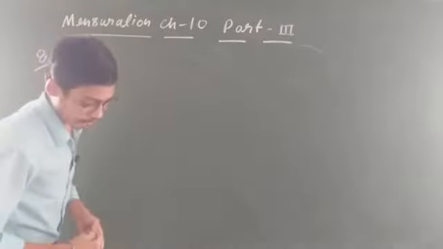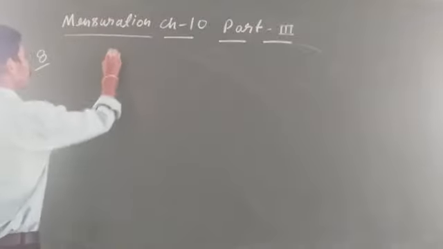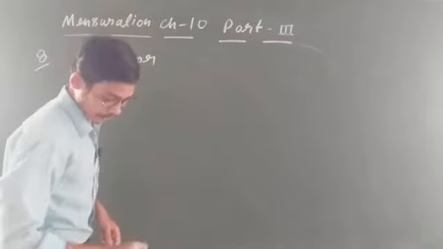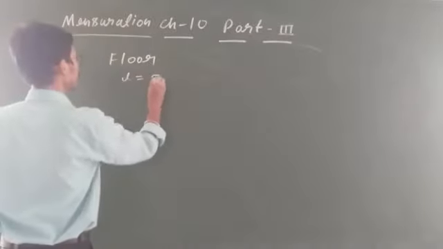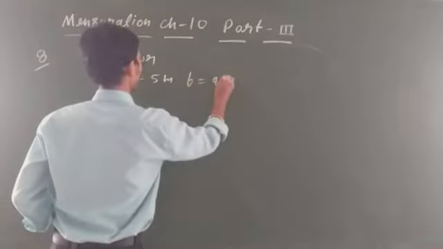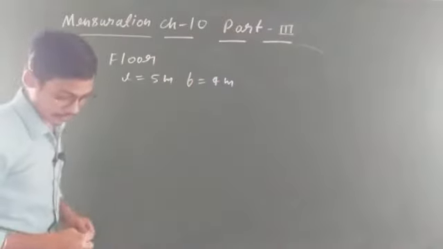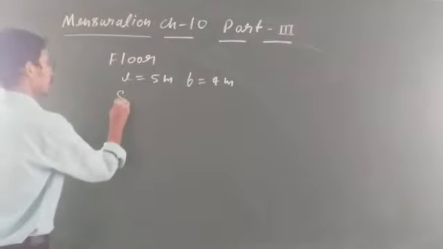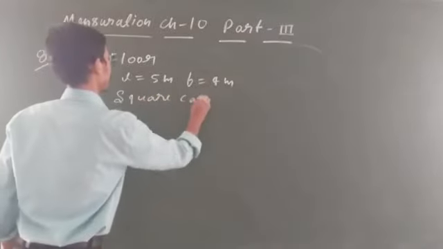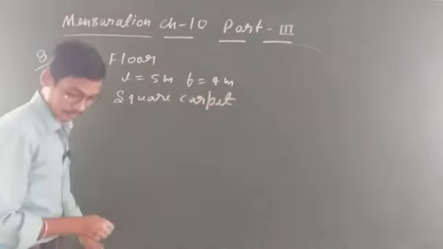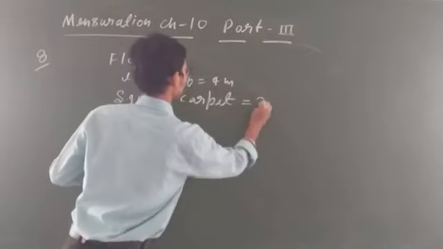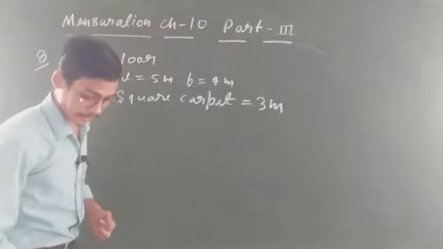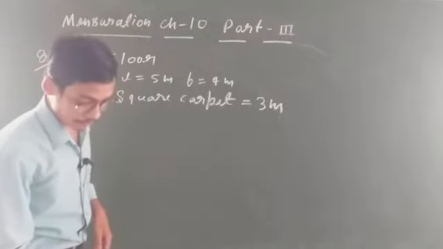8th question. A floor is 5 meter long and 4 meter wide. Yani length equal to 5 meter and breadth equal to 4. ठीक है. Next is given. A square carpet of size 3 meter is laid on the floor. Square carpet of 3 meter by 3 meter is laid on the floor, student. Here, what is given? Find the area of the floor that is not carpeted.